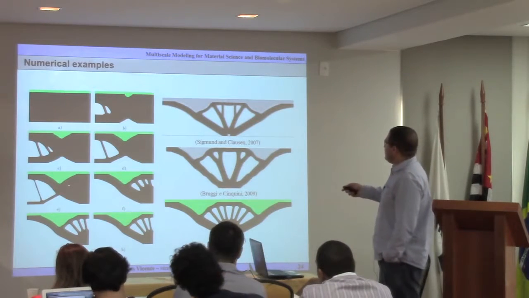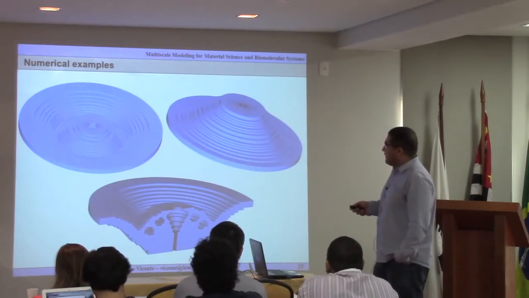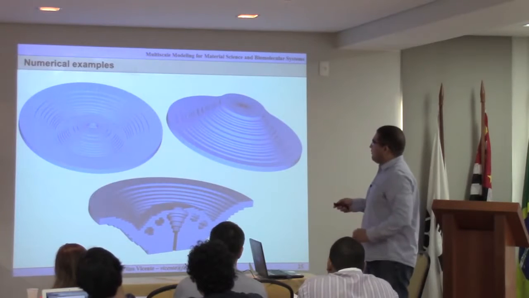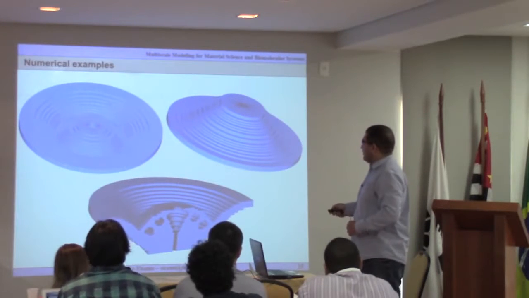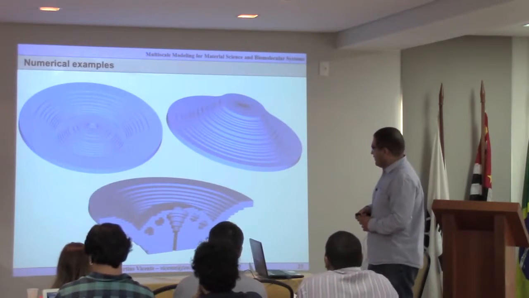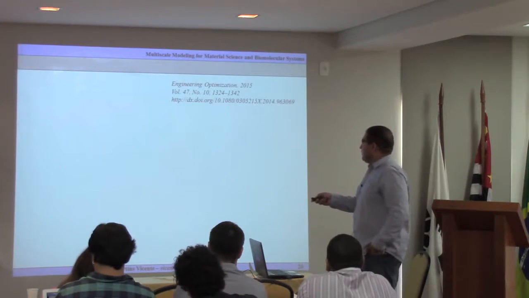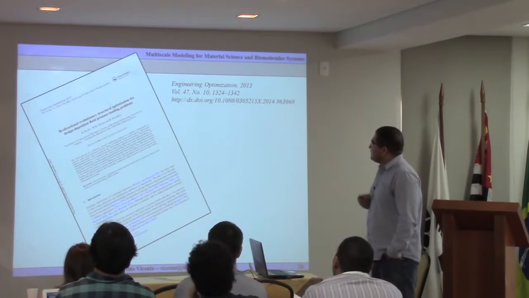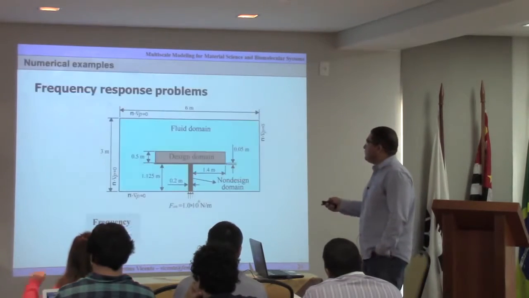Here we have some examples from the literature, and the example that we have found. And that's a 3D approximation of that same example. So here we have only the structural part, but in the simulation we have a fluid on top of that structure, making the pressure, and we want to optimize this structure. We can see here the internal cavities in the 3D structure. This result was presented in the Engineering Optimization journal in 2015. Yeah, last year it was presented in the Engineering Optimization journal.